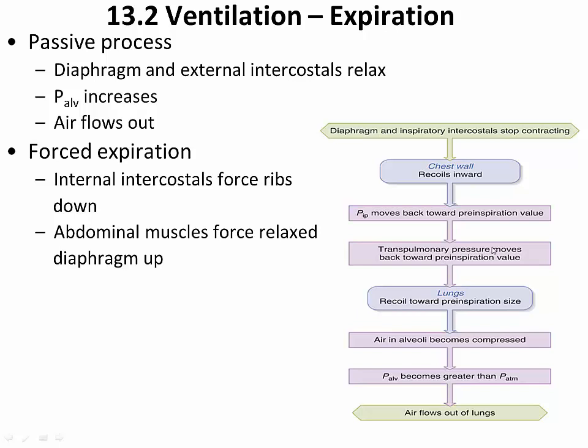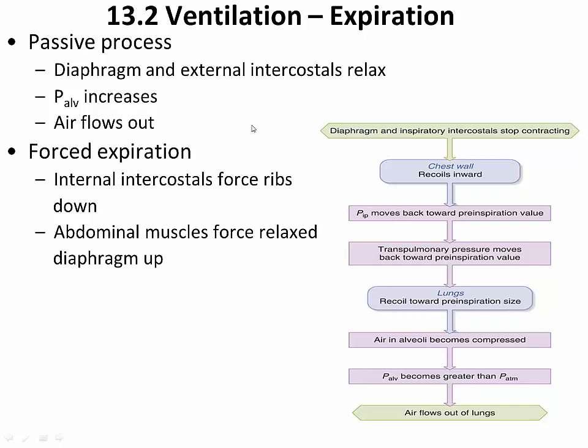The transpulmonary pressure goes back towards its pre-inspiratory value. In other words, the transpulmonary pressure is actually decreasing in this case. It's not as great. The lungs recoil back towards their pre-inspiration size, and as a result, the air in the alveoli becomes compressed as a result of this recoil. The pressure in the alveoli becomes greater than the pressure in the atmosphere, and air flows out of the lungs as a result of that.